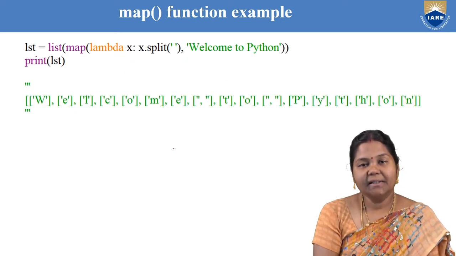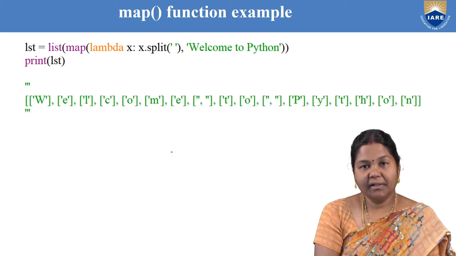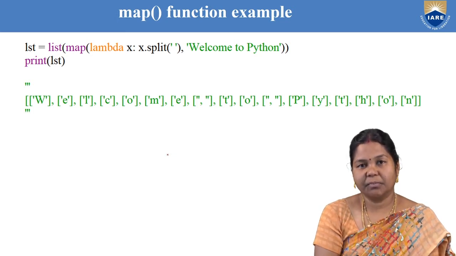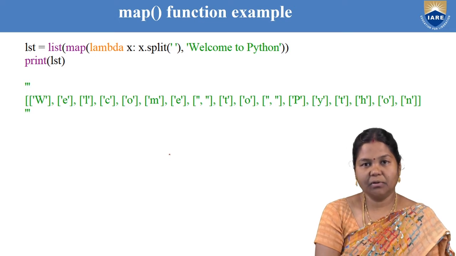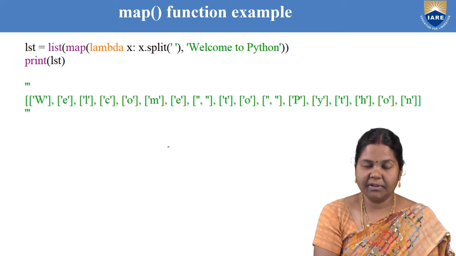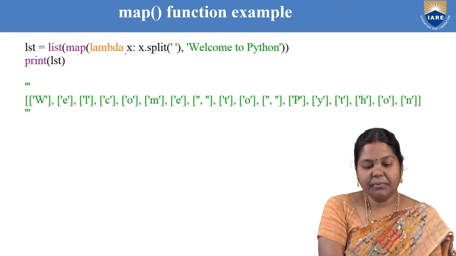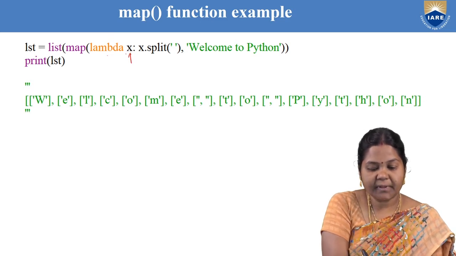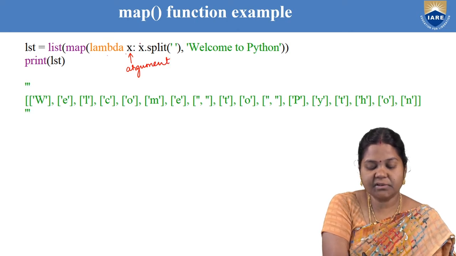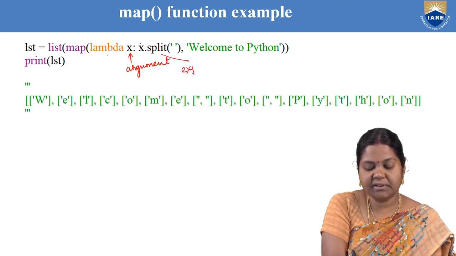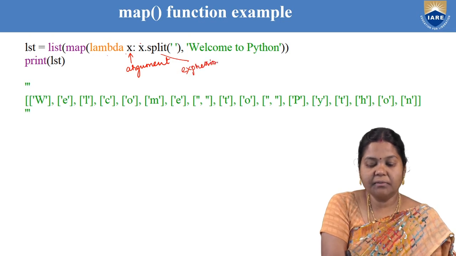Now let us see that instead of taking a built-in function, you can write your own user-defined function, or you can use any lambda function or anonymous function in the map function also. Let us see how to write a lambda function inside a map. In this case we are writing a lambda function, lambda x, where x is the argument, and the expression is written as x.split. This is the expression in the lambda function. So what will it do?